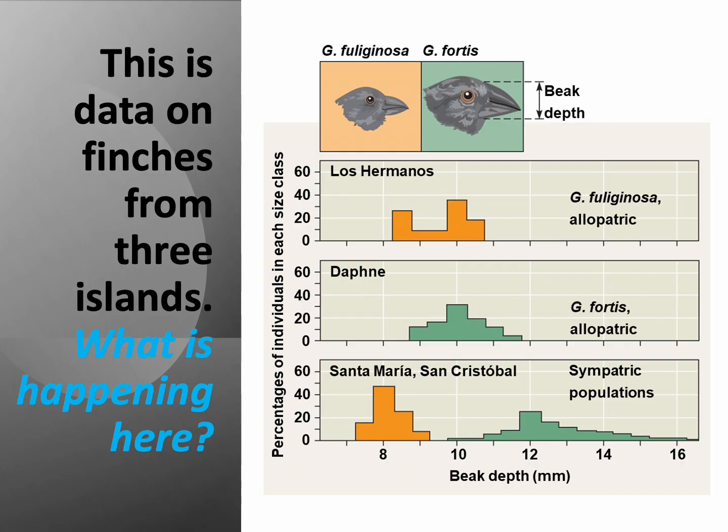So now here's another famous example. These are finches from the Galapagos, and these are 3 islands, Los Hermanos, Daphne, and Santa Maria. And there's 2 species. On Los Hermanos and on Daphne, they're living allopatrically, meaning that the species that's found there is living by itself. But on Santa Maria, they live sympatrically, meaning that they live together. So this is some data showing beak depth against what they call a frequency distribution. They're showing the depth of the beak, the size of the beak, and how many individuals would fit into that group based on beak depth. So what do you think is happening here?